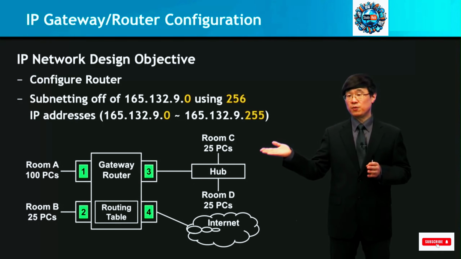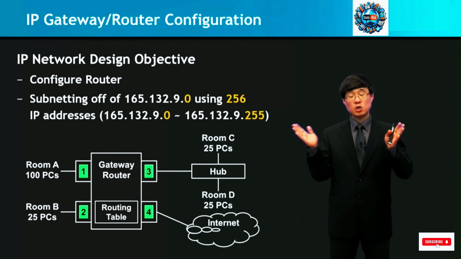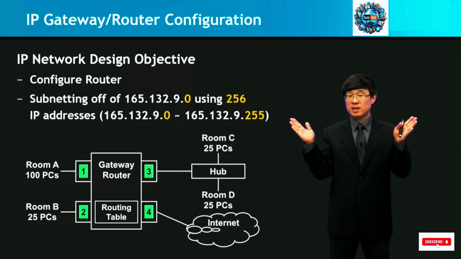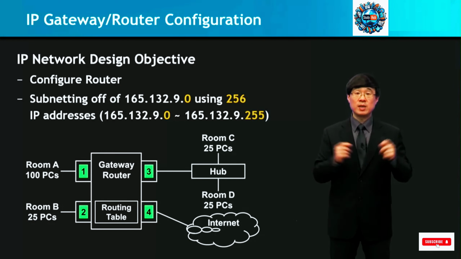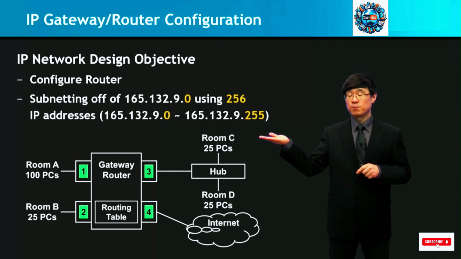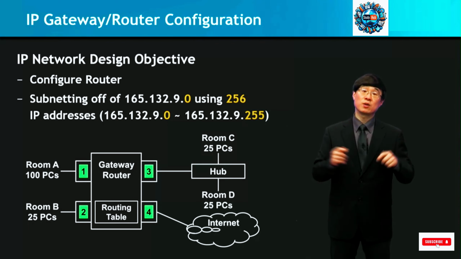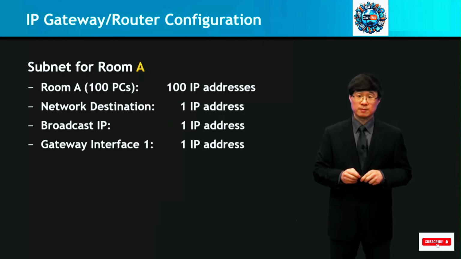Now, for this configuration, given the information of the IP address to use and how many addresses we were given to subnet off of, the range that we get to use is this. Basically, from 165.132.9.0 all the way to 165.132.9.255. From 0 to 255 is 256 IP addresses.